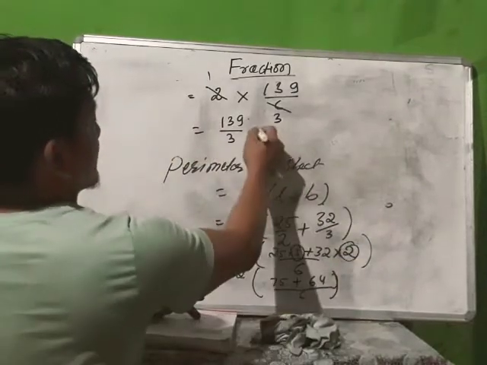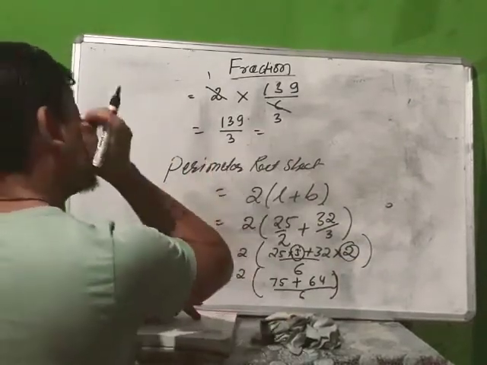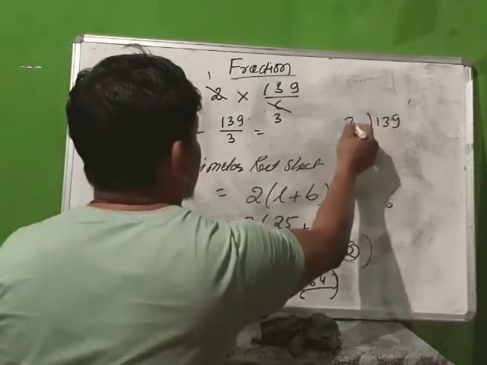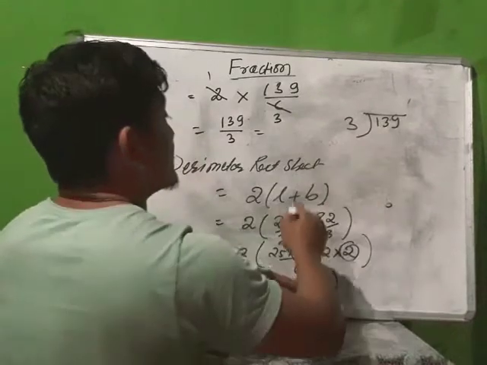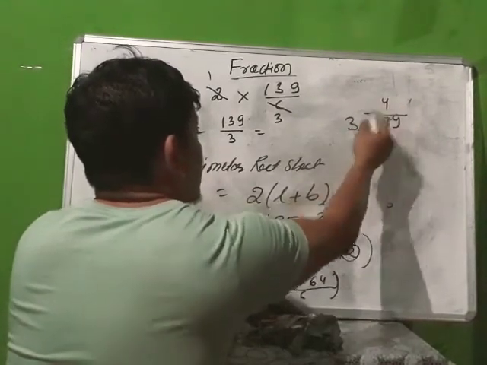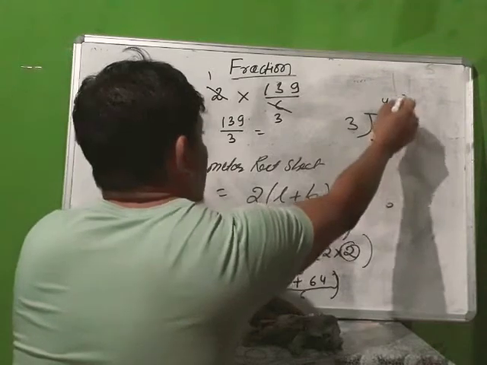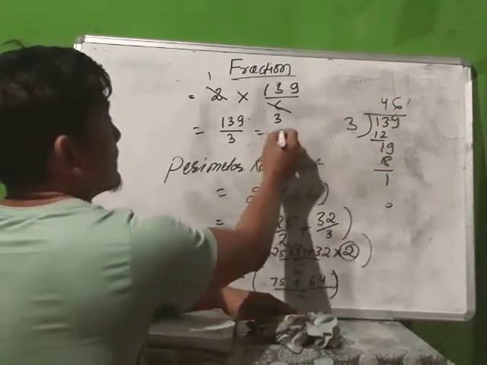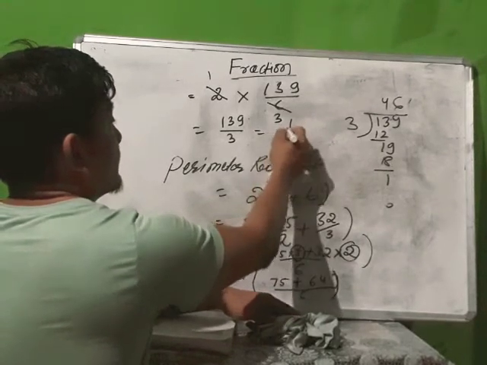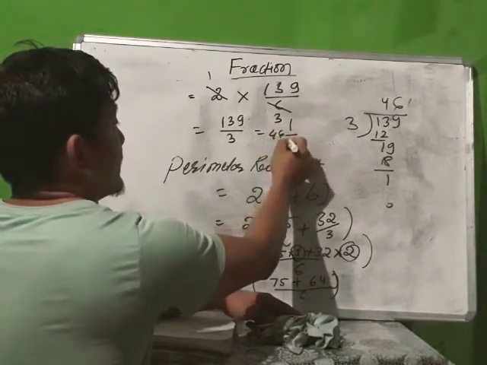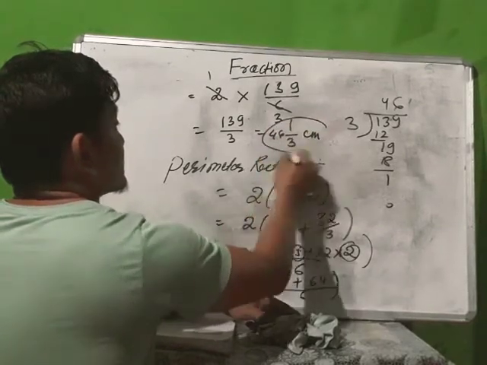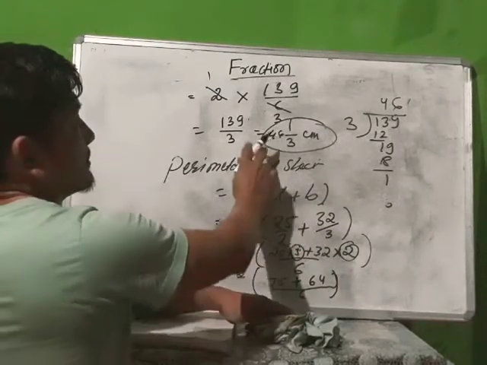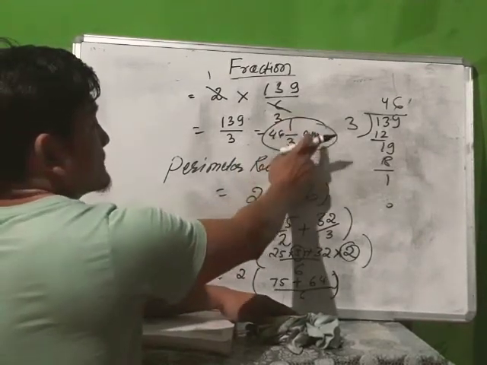One thing you can do is convert this improper fraction into a mixed fraction. That can be done by doing the division. So you just apply the division here. 3 fours are 12, then 19, 3 sixes are 18, so you will get 1 as the remainder. So the answer will come as 46 1 by 3 centimeter. This is the overall answer of this given question. So the perimeter will be 46 1 by 3 centimeter.